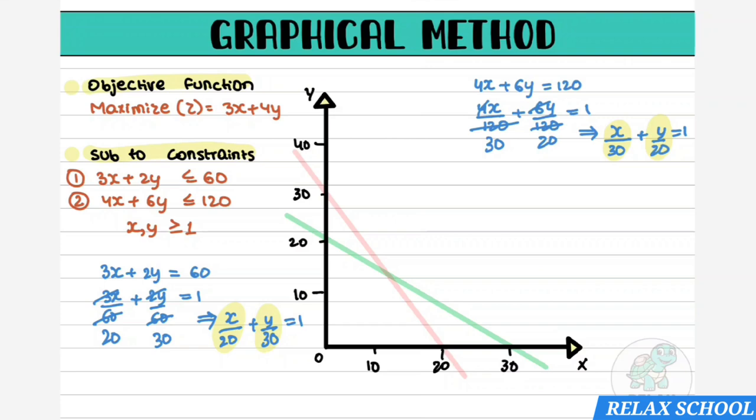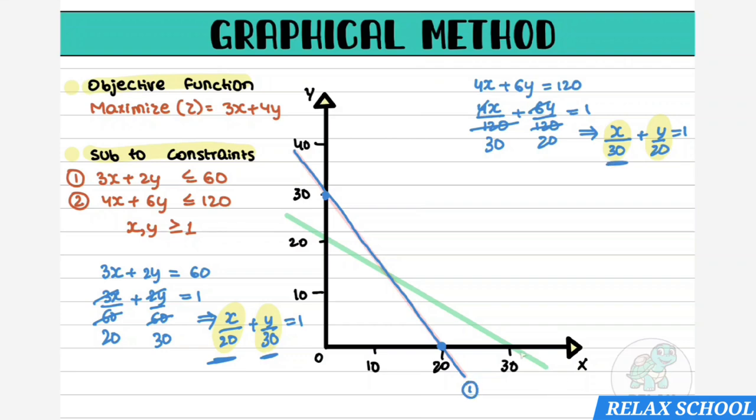So these are the coordinates. So let us try and plot this on the graph. This is how you find the coordinates. So for the first equation, x is 20, so on the x-axis we will go to 20. For y it's 30, so on the y-axis we will go to 30. And we will draw the line. We will do the same for the second equation.